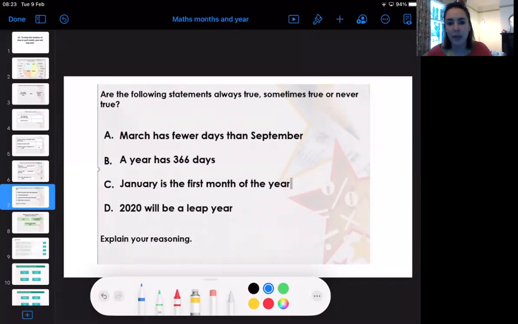C, January is the first month of the year. That is always true. In our calendar, yes, January is always the first month of the year. D, 2020 will be a leap year or was a leap year. That is always true. Absolutely, 2020 was a leap year.